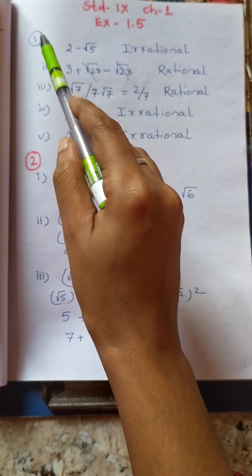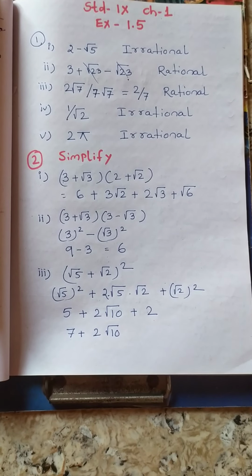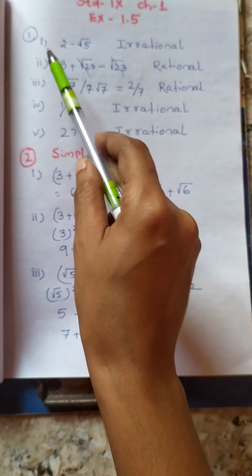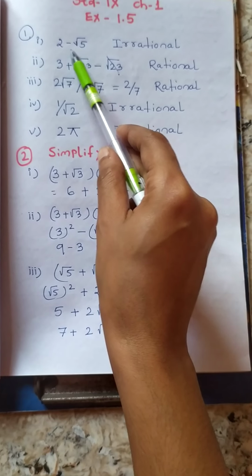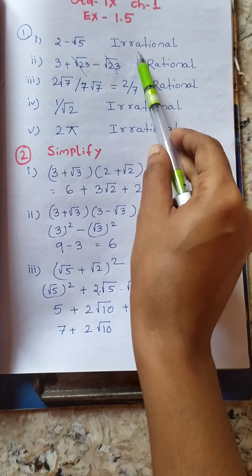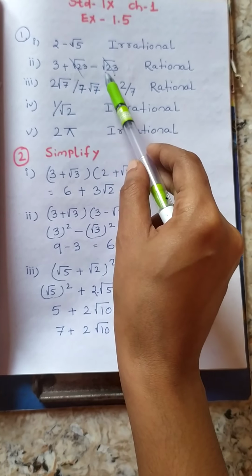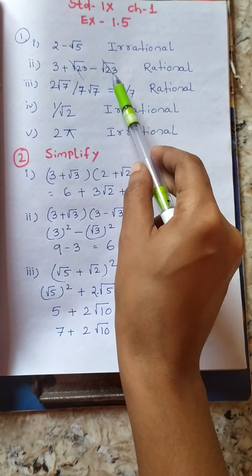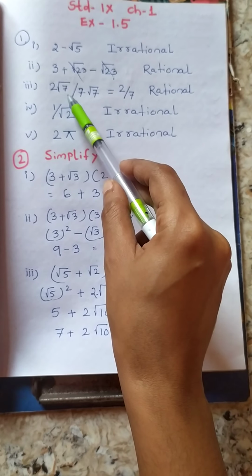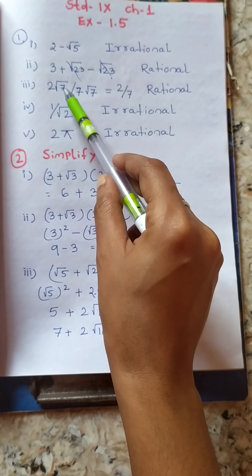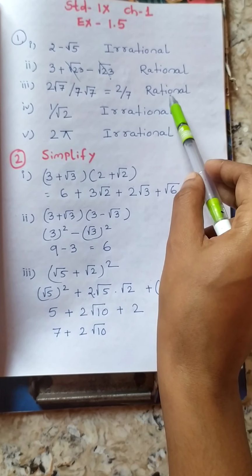So question number 1 says classify the following numbers as rational or irrational. First, 2 minus root 5. As we know that root 5 is irrational, this total expression becomes irrational. Second, 3 plus 20 root 3 minus 20 root 3. The plus and minus cancel out, remaining is 3, so it is rational. Third, 2 root 7 divided by 7 root 7. The root 7 cancels out, remaining is 2 by 7, so it becomes rational.